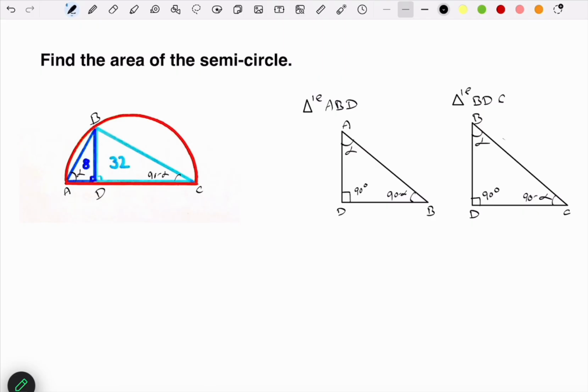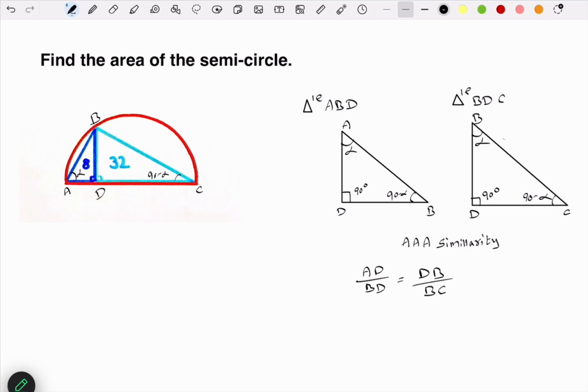From triangle ABD and triangle BDC, what can we say? Triangle ABD and triangle BDC are similar triangles by AAA similarity, as all the angles in both the triangles are the same angles. So these two triangles are similar. In similar triangles, the ratios of corresponding sides are equal. So AD divided by BD is equal to DB divided by BC.